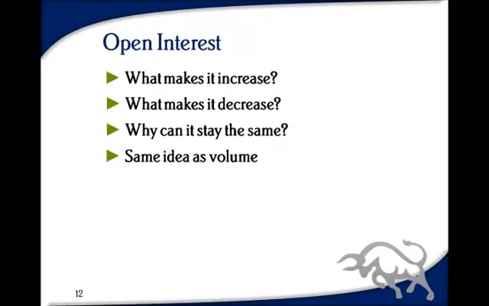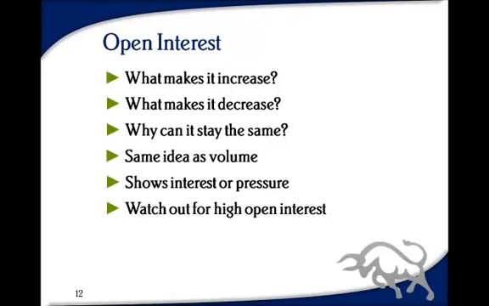So how do we use open interest? Well, basically it's the same idea as volume. In an uptrend you would expect the open interest to be increasing along with the volume while the trend is strong. And if it isn't increasing, if it is decreasing, then that suggests that the trend is weakening. And the same applies with the downtrend. Now, open interest shows interest, or people interested in a contract, or pressure to buy and sell, so it will show that.